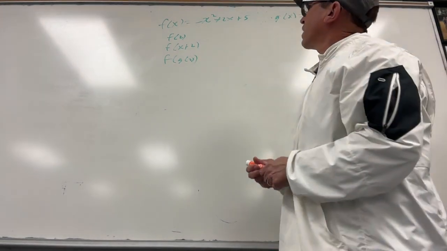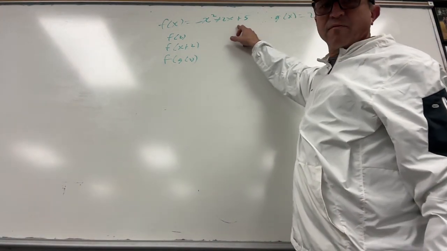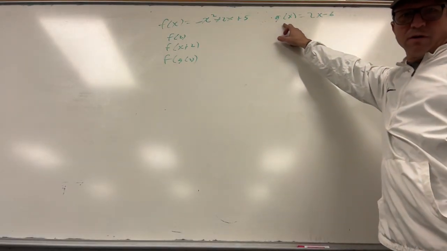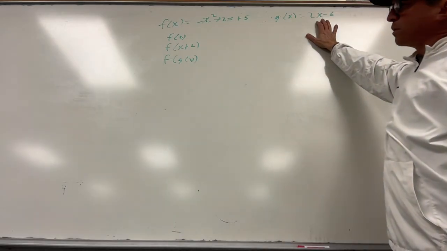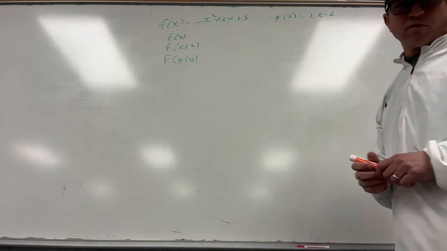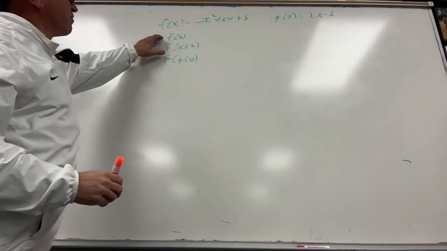So what we have here is f of x equals negative x squared plus 2x plus 5. And I also have g of x, which is a different function right here, equal to 2x minus 6. What we're going to look at is different mathematical operations we can put on functions. The first operation is just figuring out what f of 2 is.